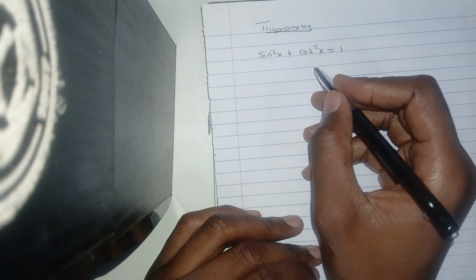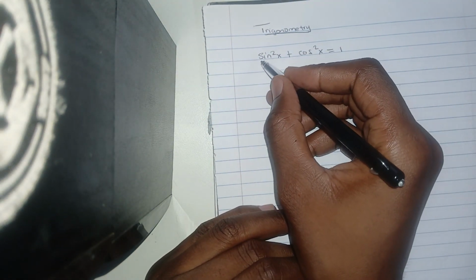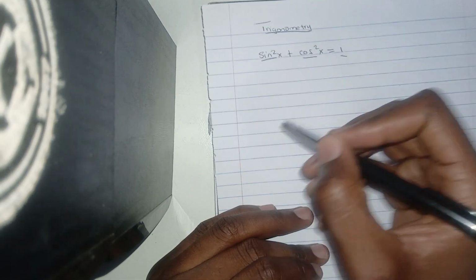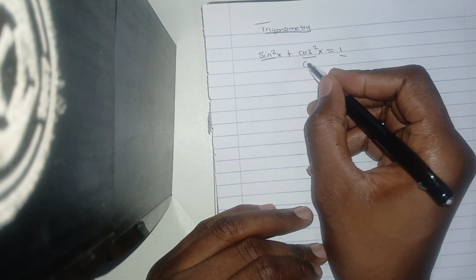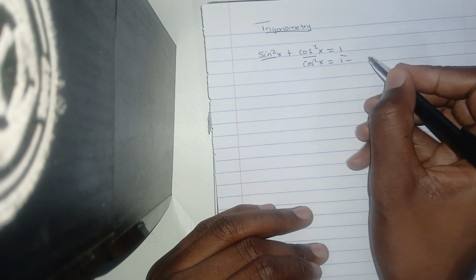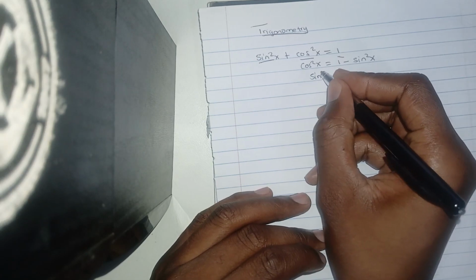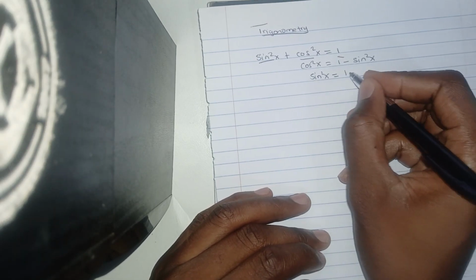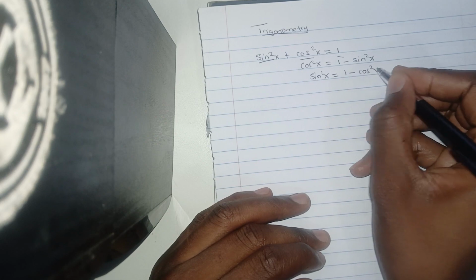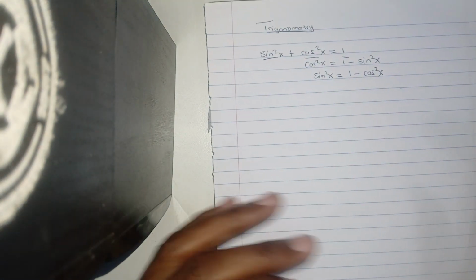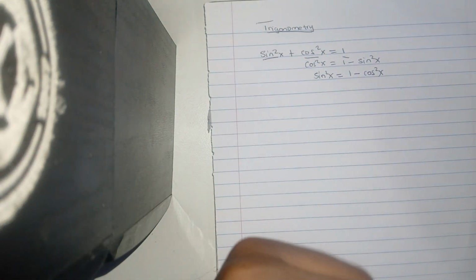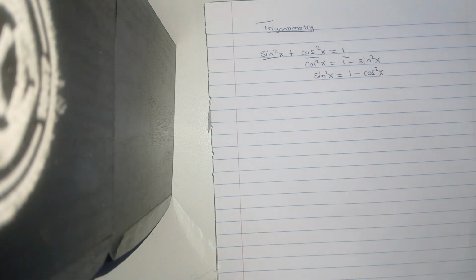With that being said, we can solve for any of these with this. So cos square x is equal to 1 minus sine square x, and sine square x is equal to 1 minus cos square x. These are the things that we always have to know when we are given the trigonometric identity, then find the things that are not clearly clarified.